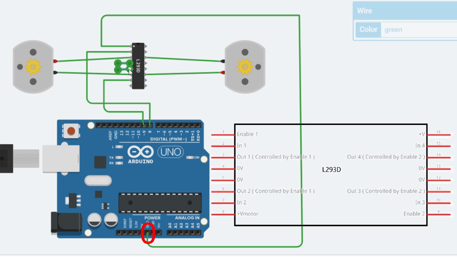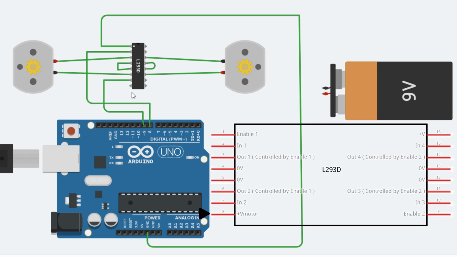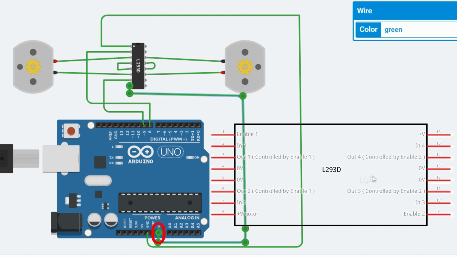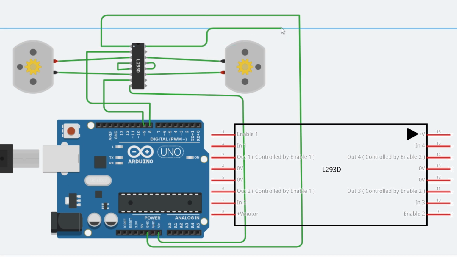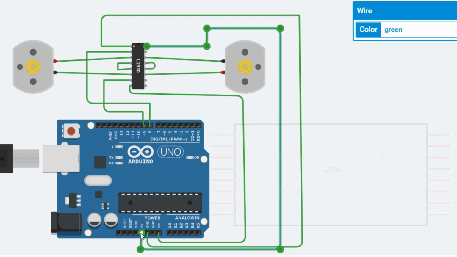Pin number 4, 5, 13 and 12 are ground pins and should be connected to the ground of Arduino. Pin number 8 is plus V motor. This pin is connected to the external power supply to directly power the motor. In our case, this pin goes to the Vin pin of Arduino since we are going to use an external 12 volt adapter to power Arduino. Pin number 16 is plus V. This pin is connected to the 5 volt pin of Arduino which provides power to the IC.